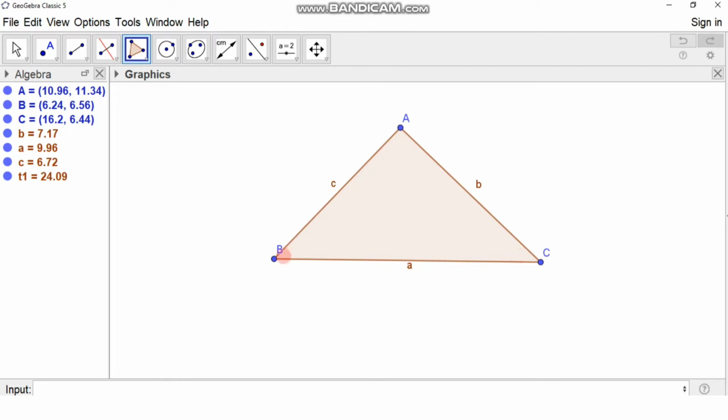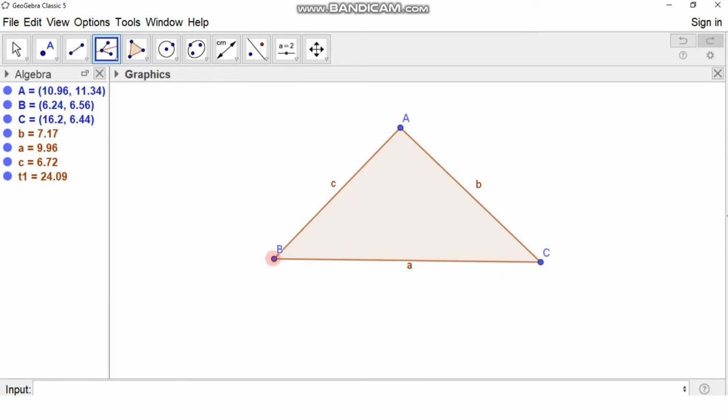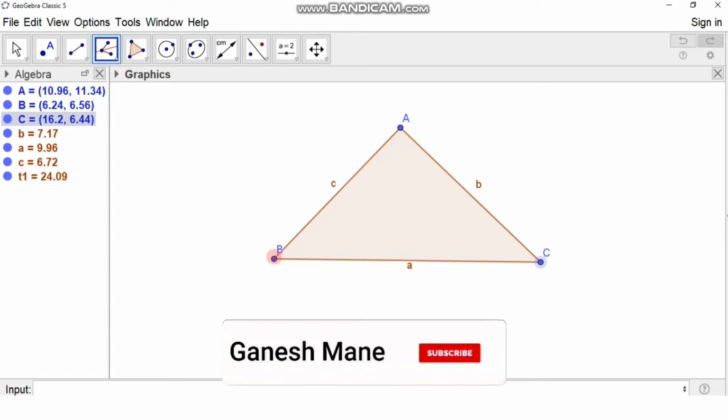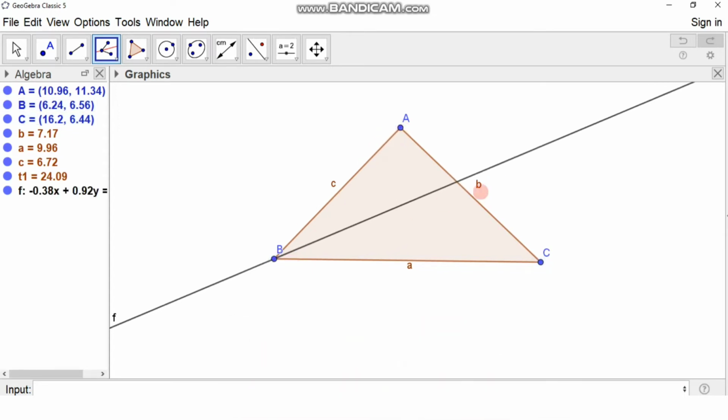Firstly, let us consider angle B. We have to draw the angle bisector of angle B. That's why we have here one option, angle bisector. Click on that. We have to draw the angle bisector of angle B, that is angle CBA. So we'll click on point C, then we'll click on point B, then we'll click on point A. So this is the line we get, which is the angle bisector of angle ABC.